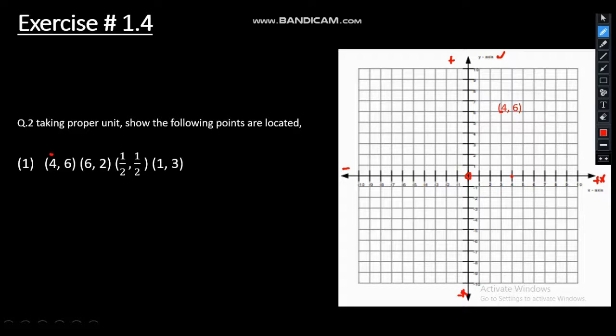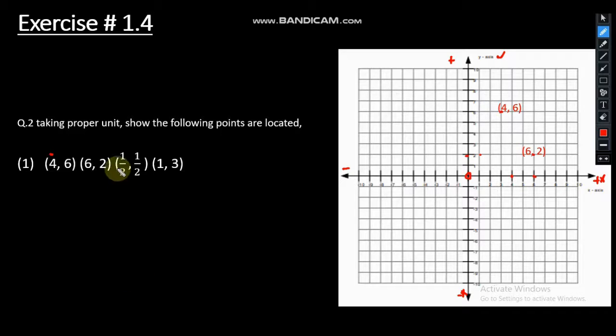Now next, 6, 2. 6 is 1, 2, 3, 4, 5, 6, here on the positive x-axis. So 2 means y, which is also in the positive direction. So both lie here. We can write in this form 6 and 2.